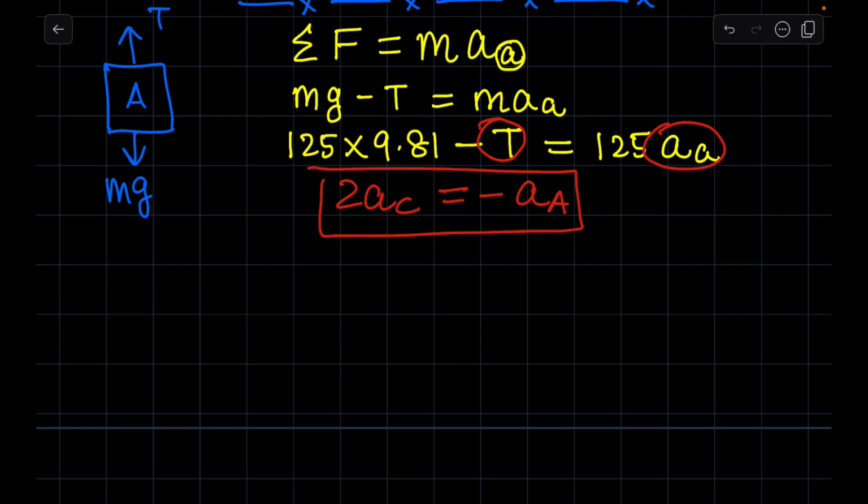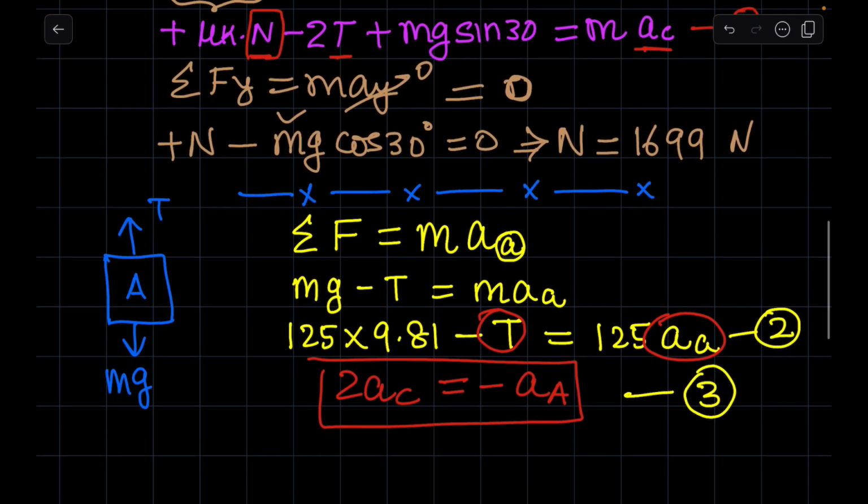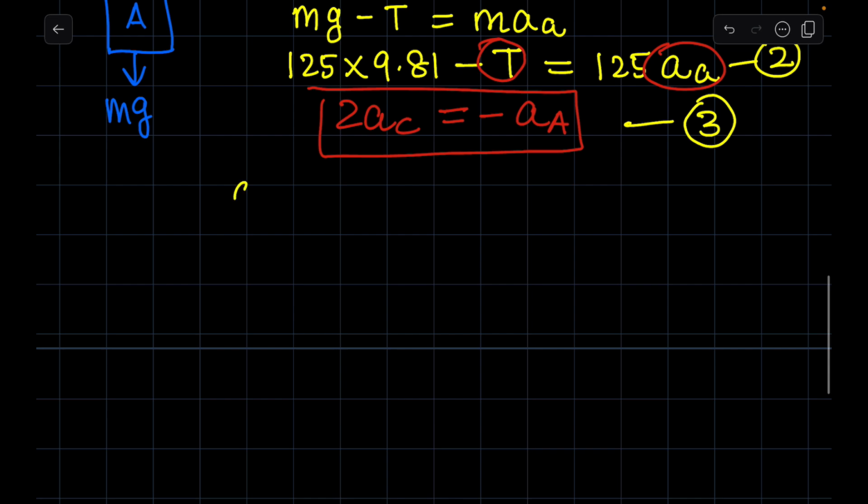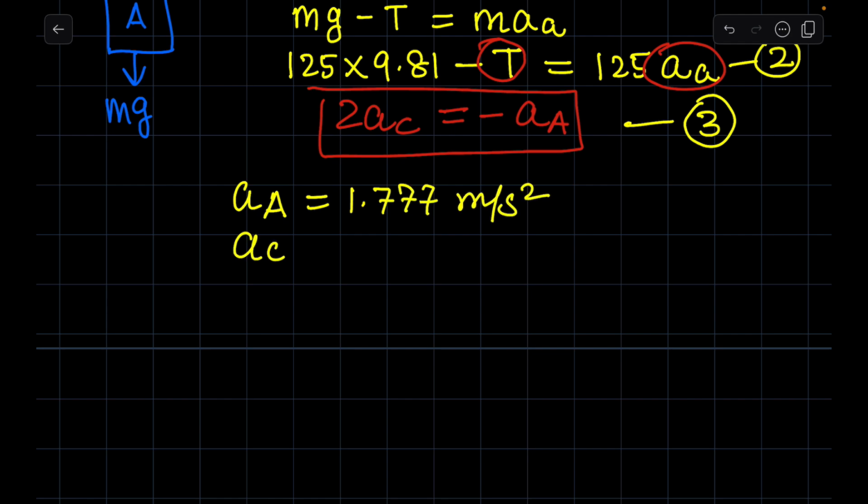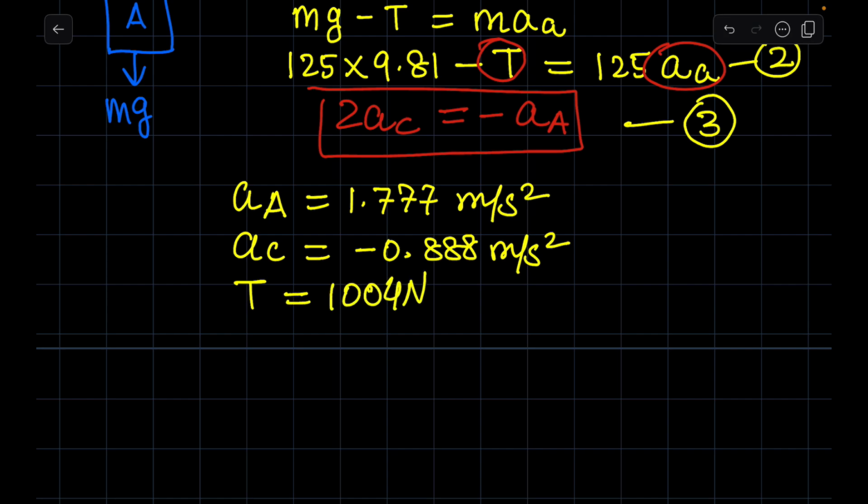Now guys, based on this equation 2 and this equation 3, we can calculate the acceleration a of this body. It is 1.77 meter per second square. The acceleration of C is 0.88 meter per second square, and the tension T is equal to 1004 Newton.